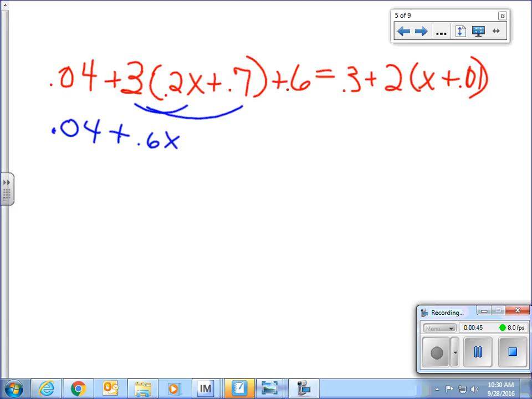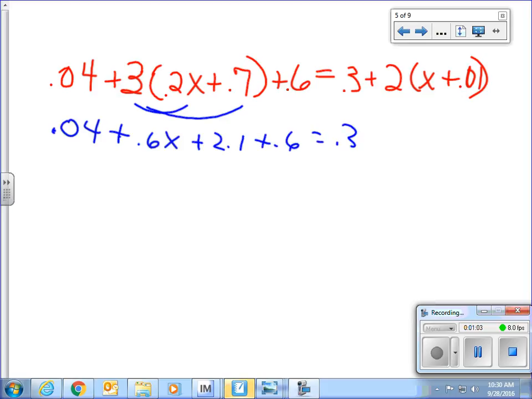So 3 times 0.2 is 0.6x. And then I have 3 times 0.7. Well, 3 times 7 is 21. But once again, I just have one decimal place, so it's going to be 2.1. Finish out with a plus 0.6. Equals 0.3, which nothing can be done to it.